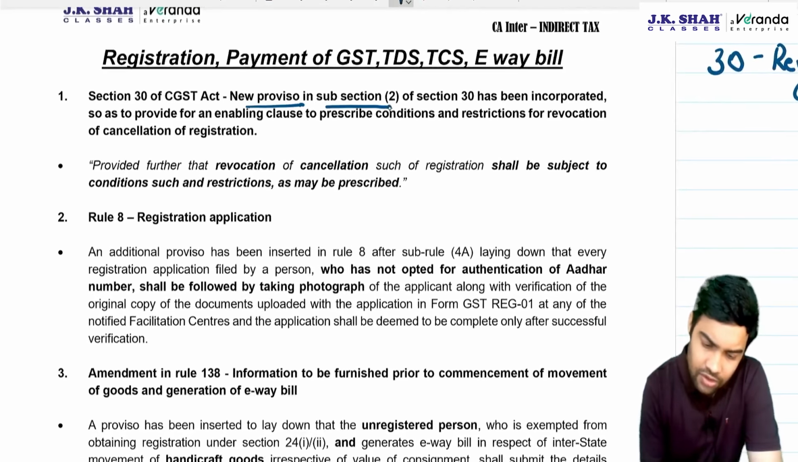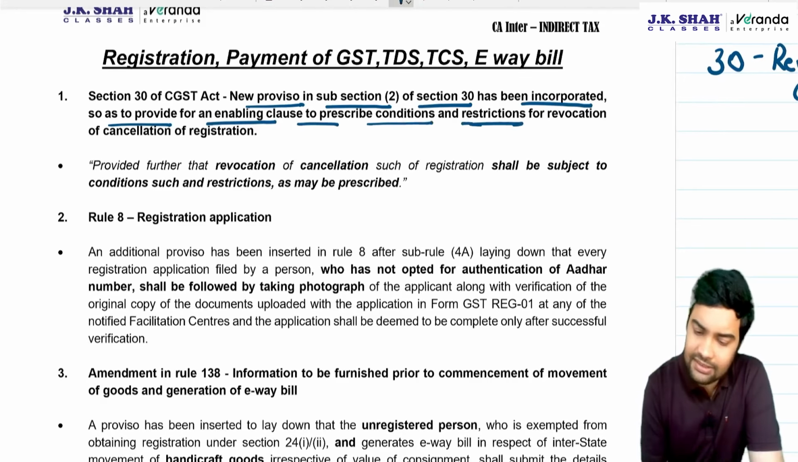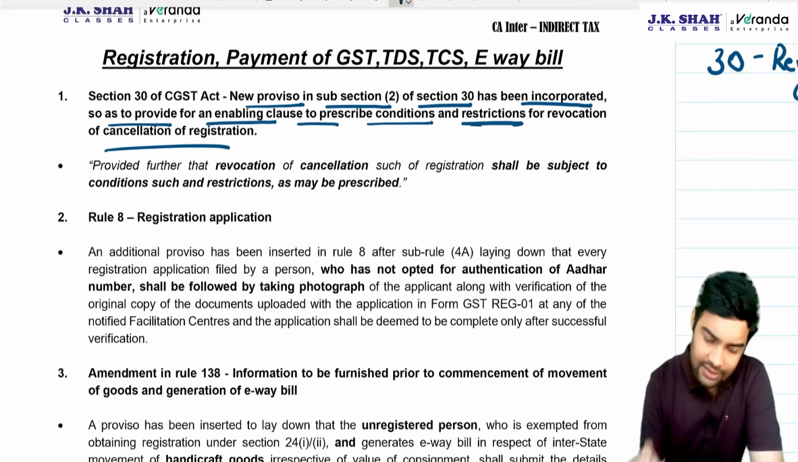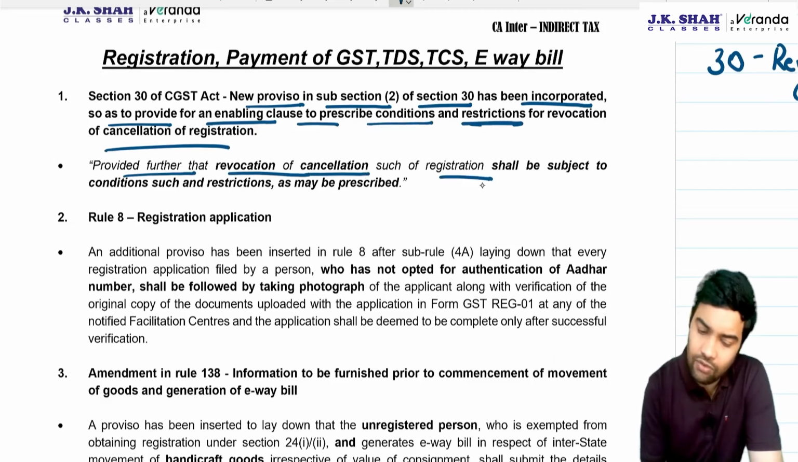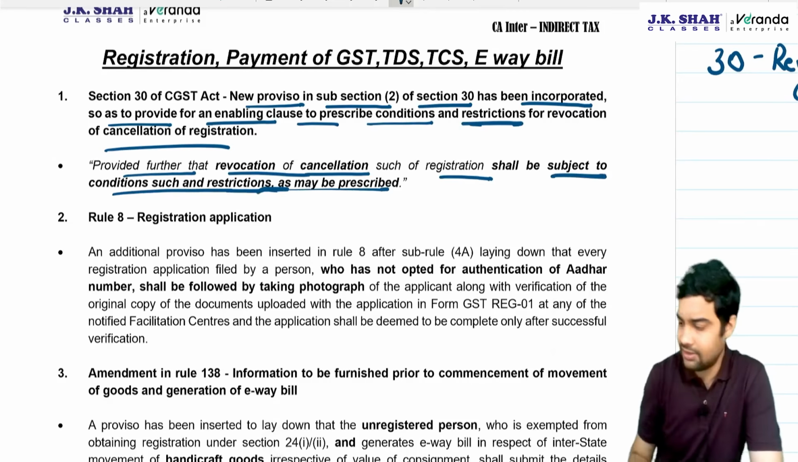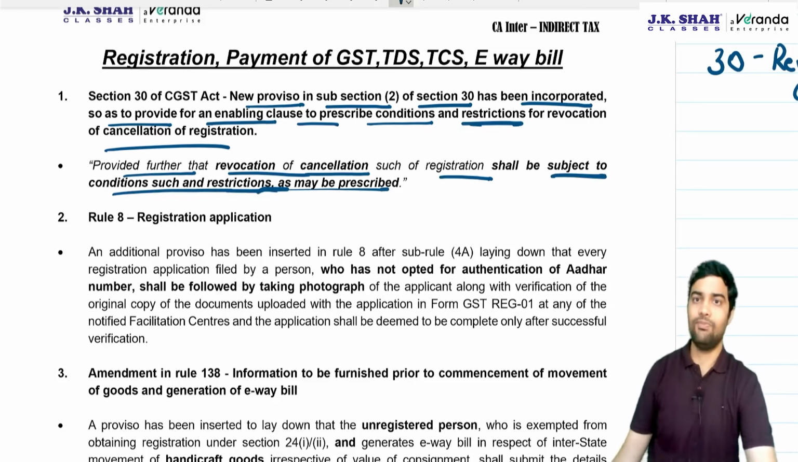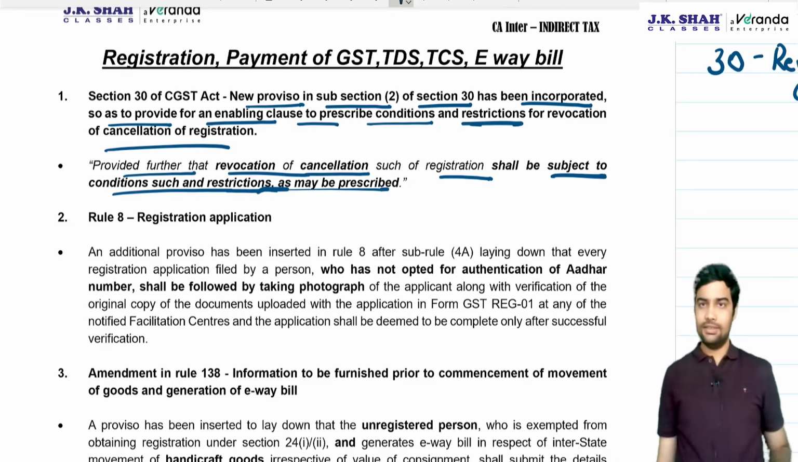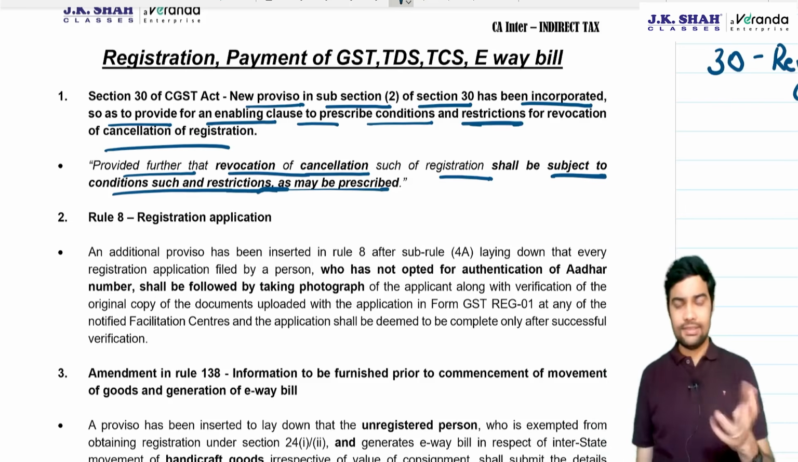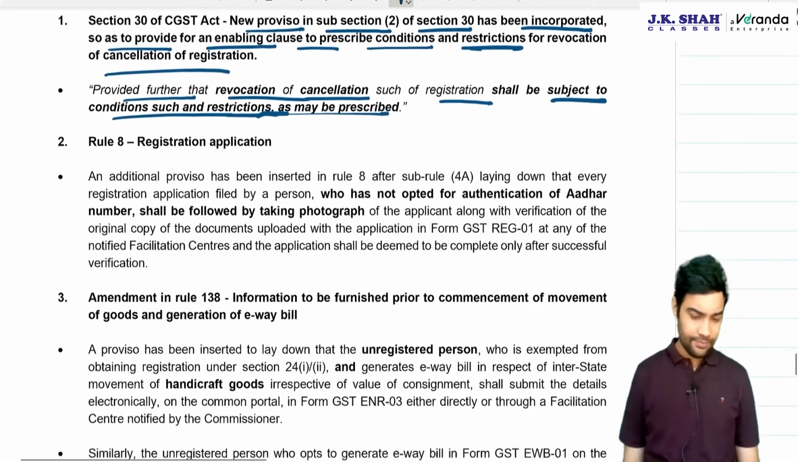A new proviso in section 30 sub-section 2 has been incorporated so as to provide for an enabling clause to prescribe conditions for revocation of cancellation. Provided further, revocation of cancellation of such registration shall be subject to such conditions and restrictions as may be prescribed. Government has the power to prescribe various conditions and restrictions. Clear? Okay. So this is a new power.